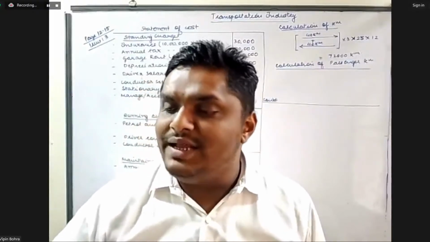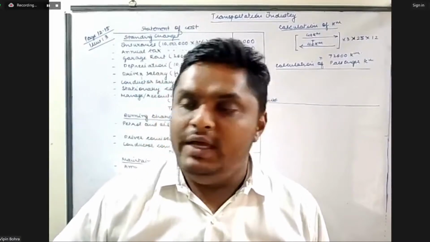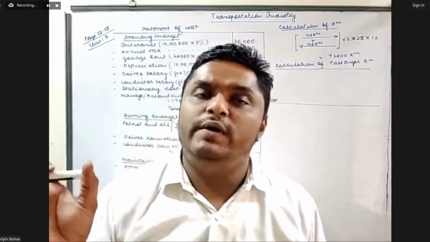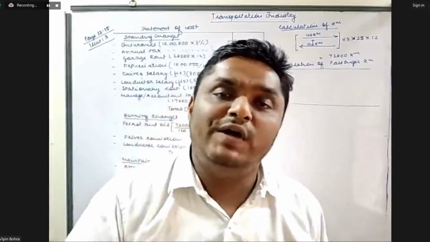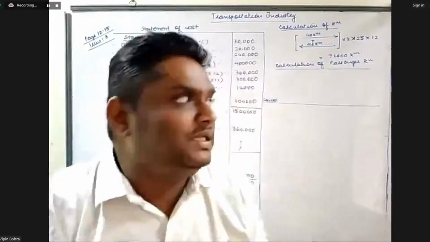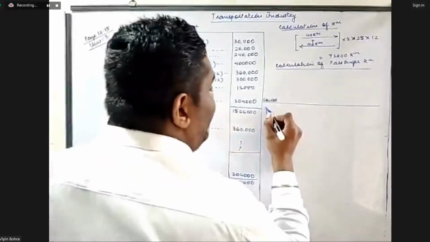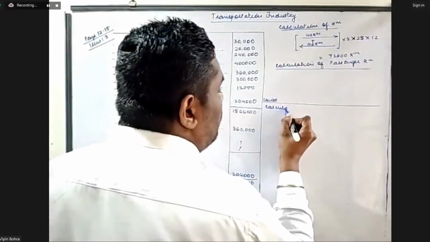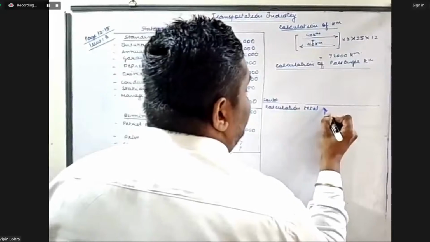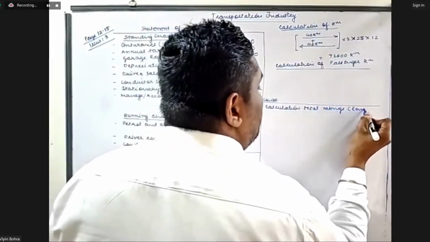Further, the last line, assuming 15% profit on takings. So, of the total revenue, 10% we have to give to the driver and conductor. Of the total revenue, 15% is the profit. So balance 75% will be what? My total cost. So calculation of total takings, or we can say revenue.